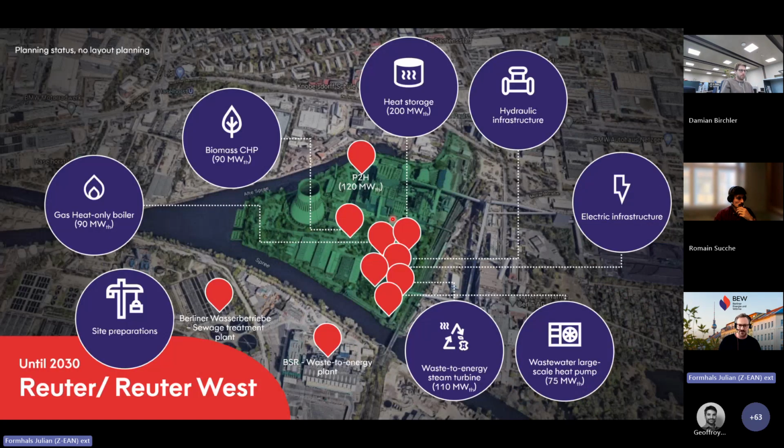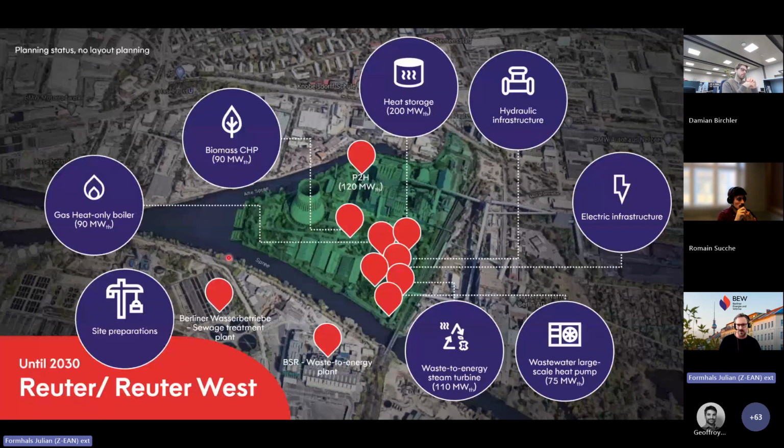So this is the Reuter West. Actually, what's here in green is only Reuter West, and here on the right side would be the second power plant site, Reuter. But this is one of our major transformation sites for this step until 2030. As I said, we have 700 megawatts of coal capacities which need to be replaced. And that's a lot which cannot be done by a single technology today. So we have a large mix of different technologies, which is a very nice use case for heat storage, obviously.